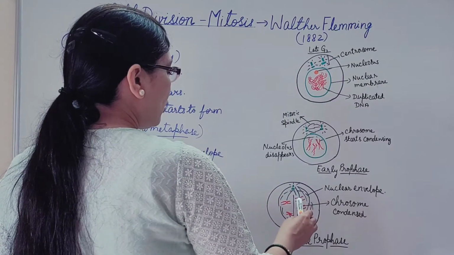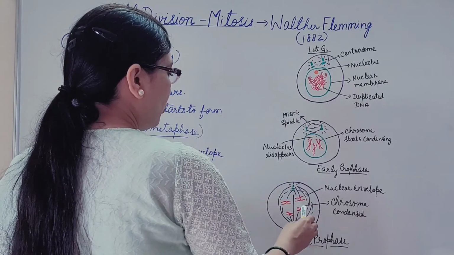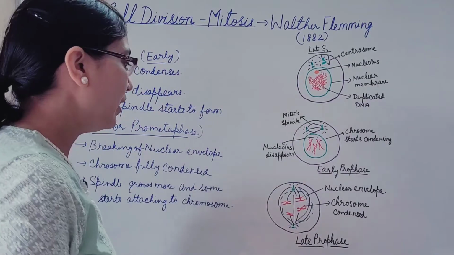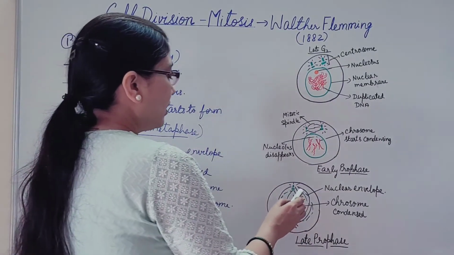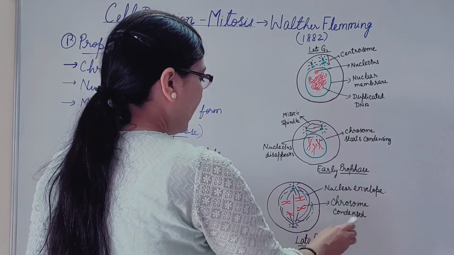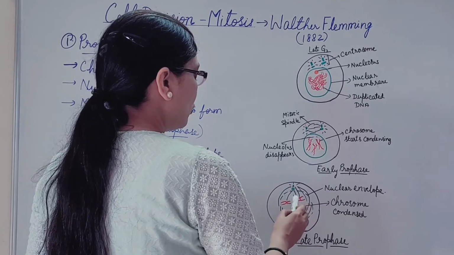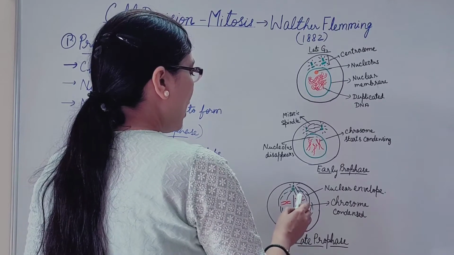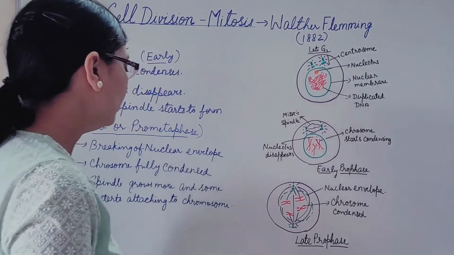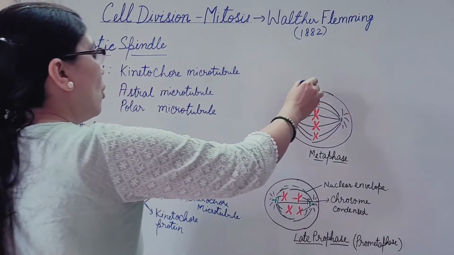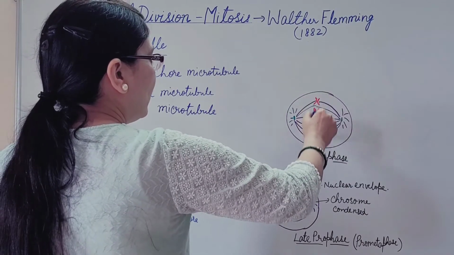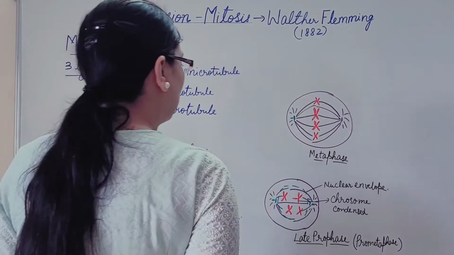Some of the microtubules attached to the chromosome at the centromere. This centromere is a specific sequence in the DNA that helps in the separation of the chromosome. Chromosome is now fully condensed. Each chromosome has two sister chromatids which are attached to each other by the cohesin protein. In the metaphase, all the chromosomes are aligned in one single plane in the middle.